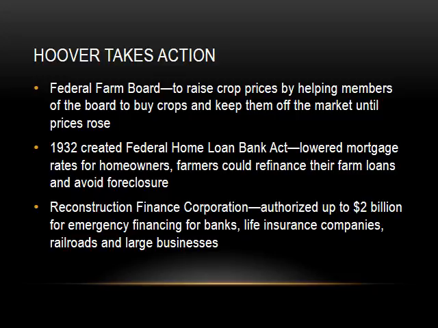When Hoover saw the amount of frustration towards him, he decided to take some kind of action. First, he created the Federal Farm Board. The purpose was to raise crop prices by helping members of the board to buy crops and keep them off the market until prices rose. In 1932, he created the Federal Home Loan Bank Act, which lowered mortgage rates, or loan rates, for homeowners and allowed farmers to refinance their farm loans to avoid foreclosure. This made their payments smaller. He also created the Reconstruction Finance Corporation. This authorized up to $2 billion for emergency financing for banks, life insurance companies, railroads, and large businesses. Please note that no small businesses would be helped by any of this.